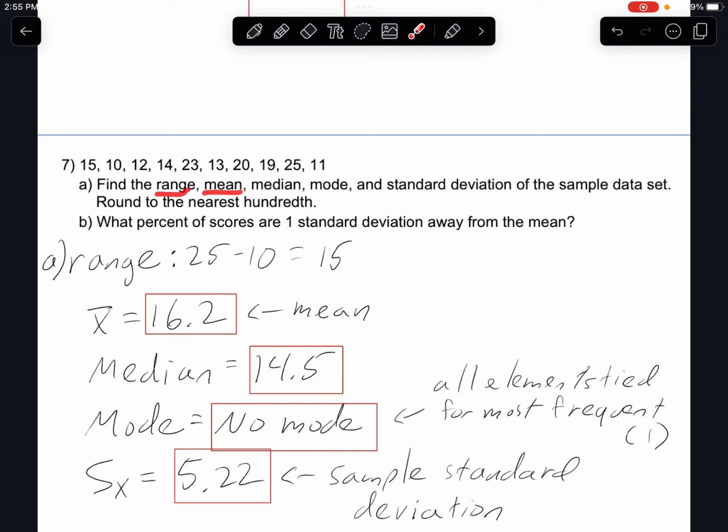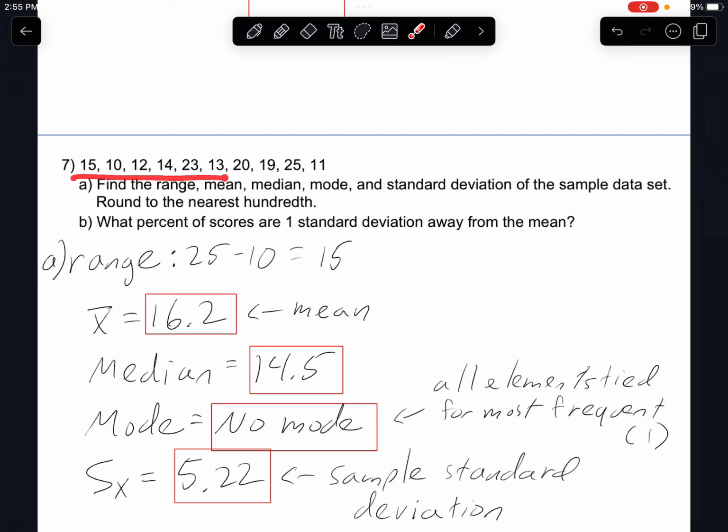Calculating the range, mean, median, mode, measures of central tendency. Standard deviation and range are both measures of variation. The range of a data set is the highest value minus the lowest value. So scanning through these numbers, we can identify 10 as the lowest and 25 as the highest. So the range, 25 minus 10, is equal to 15.